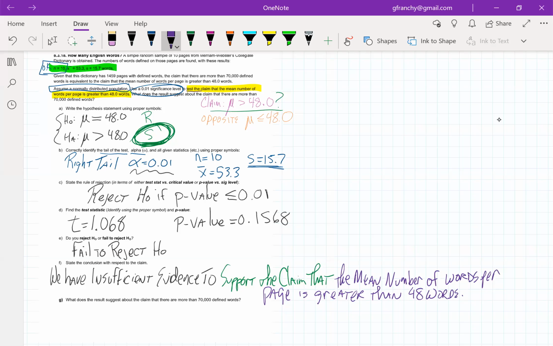So what do the results suggest about the claim that there are more than 70,000 defined words? Well, that 70,000 defined words was where the 48 words per page came from. And we're not concluding that it's more than 48 words per page. So we're not concluding that it's more than 70,000 words.